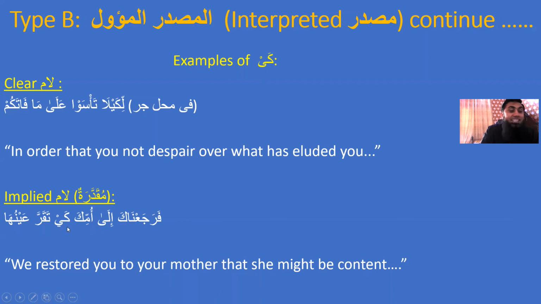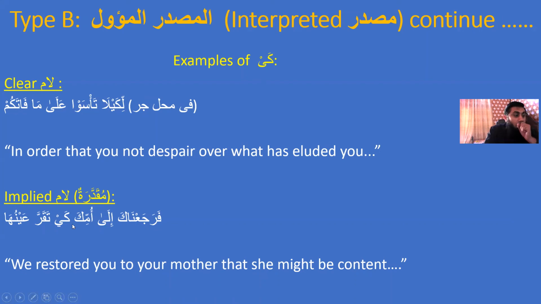Why? Kai, so that takarra ainuha, so that her eyes become, you can say, cool. In literal terms, so that her eyes become cool, but it's metaphorical language. They translate it as so that she might be content. She might have this contentment. Right? Look at this one now.